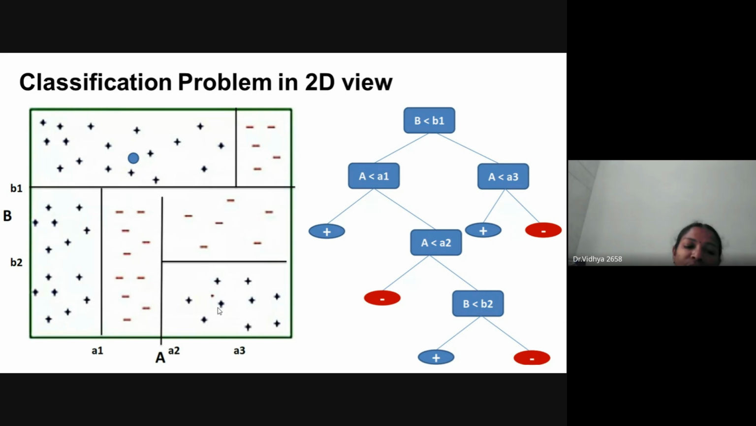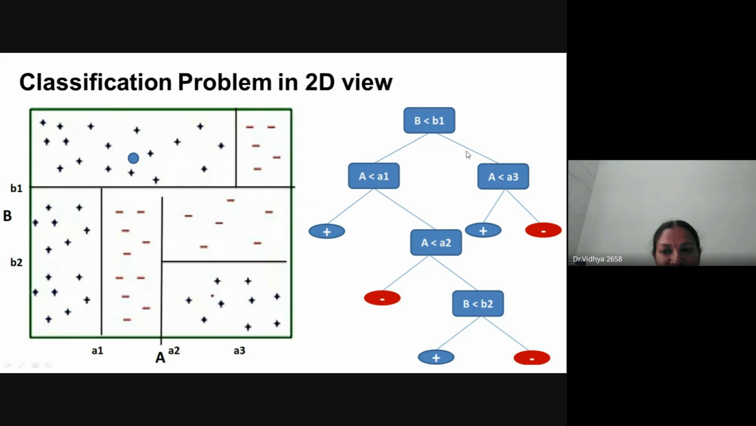So we have the data set represented with different attributes, where here it is denoted as plus minus as such. They are labeled as B1, B2, similarly A1, A2, and A3. Then we are classifying the problem into a 2D view and considering the tree as given in the tree structure shown here.